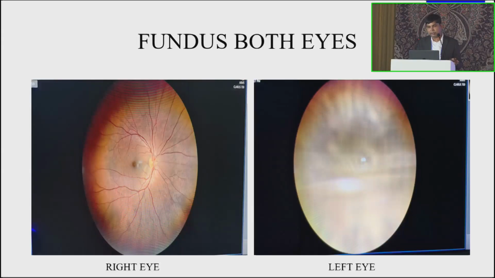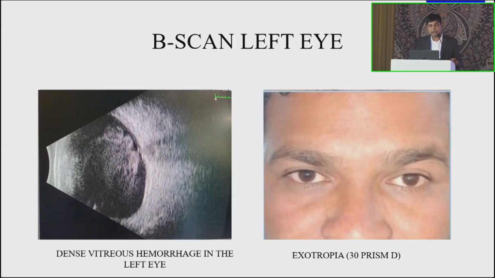This thick vitreous hemorrhage is present. B scan of the left eye shows the thick vitreous hemorrhage with query of tractional retinal detachment over the posterior pole, and this is the picture showing the exotropia of 30 prism diopter with the help of the Hirschberg corneal reflex test.